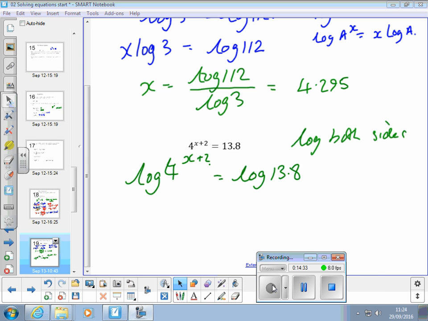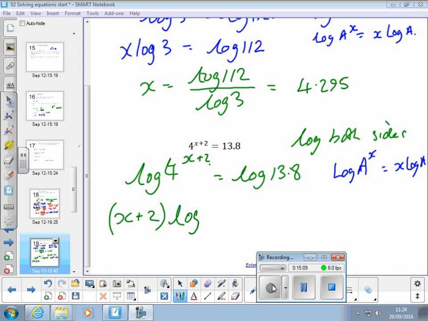Yep, so you've done that, and then you're applying log of a to the power of x is equal to x log a. So you're applying that. Yeah, so what do I write down? What do you want me to write here if I'm applying that? x plus 2. Yeah, let's bracket that. Important, right? Log of 4.